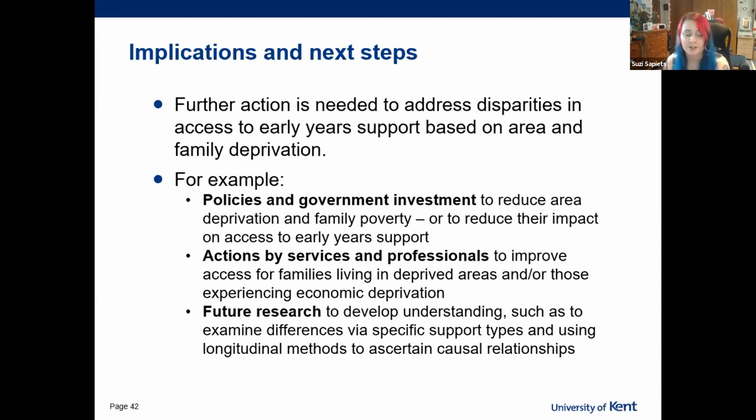Other areas of action could be looking at things that services and professionals can do to improve access for families in deprived areas or experiencing economic deprivation. For example, we could look at the catchment areas that services have and think about broadening them so that families living further away can access them. Or providing multiple supports in a single location within the deprived areas, such as with children's centres or in pre and primary schools, and making sure that a range of professionals and supports can come together as one in those services.